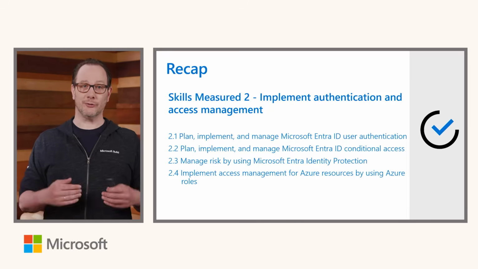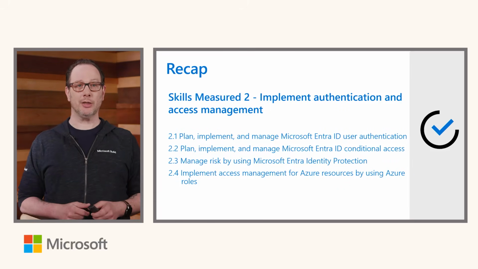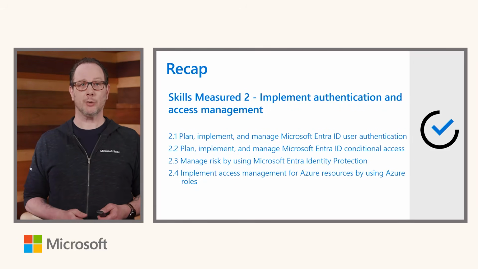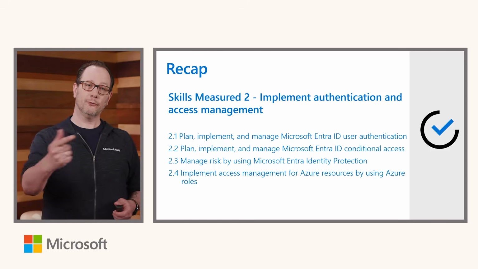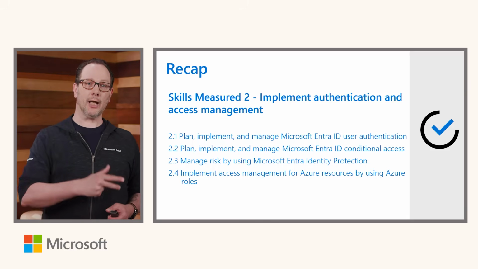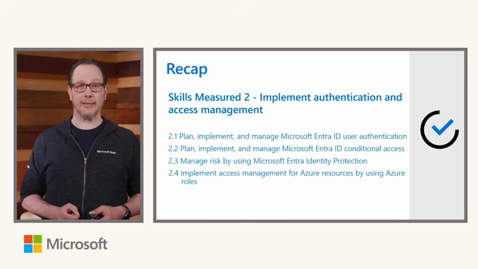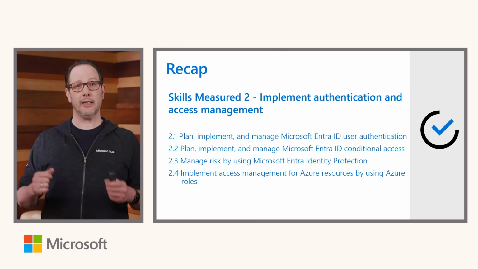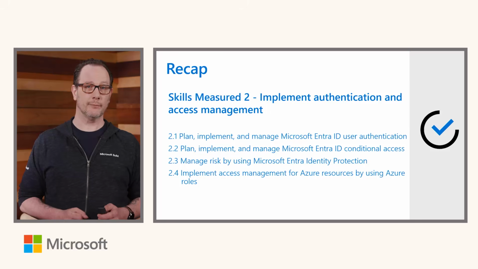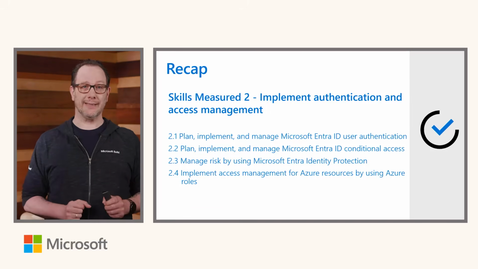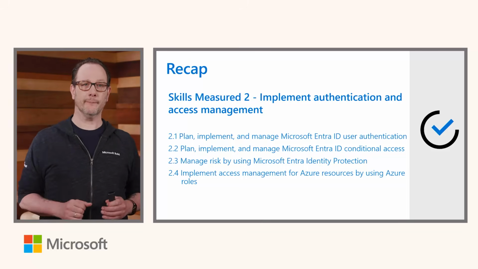This brings us to the end of this episode of implementing authentication and access management, where I discussed the 4 subjects: how to plan, implement, and manage Entra ID user authentication, followed by the same for Entra ID conditional access. Next, we discussed how to manage risk by using Entra ID identity protection and closing the episode with implementing access management using Azure roles. Remember, this group accounts for 25 to 30% of the exam, so keep that in mind when preparing.